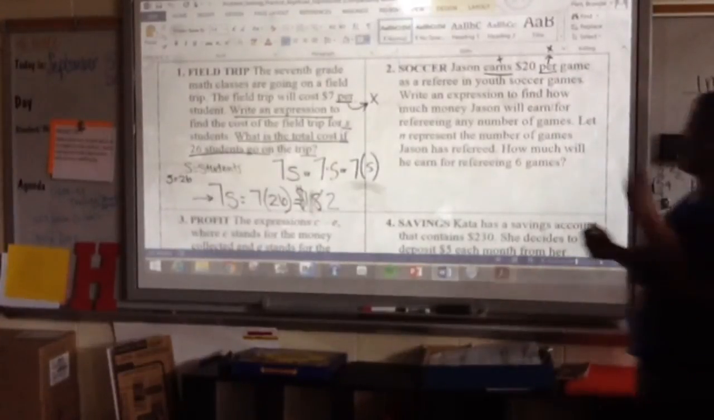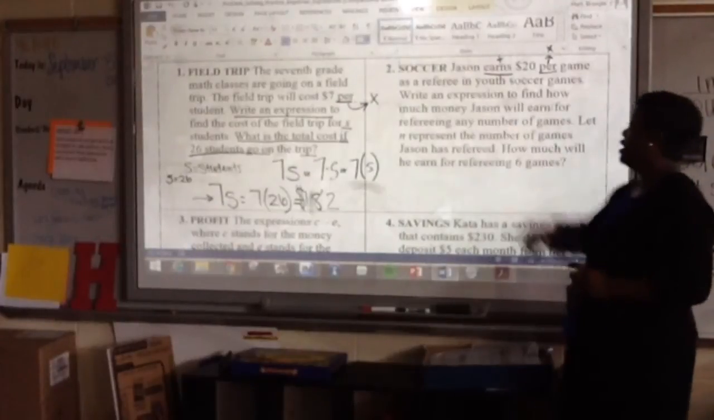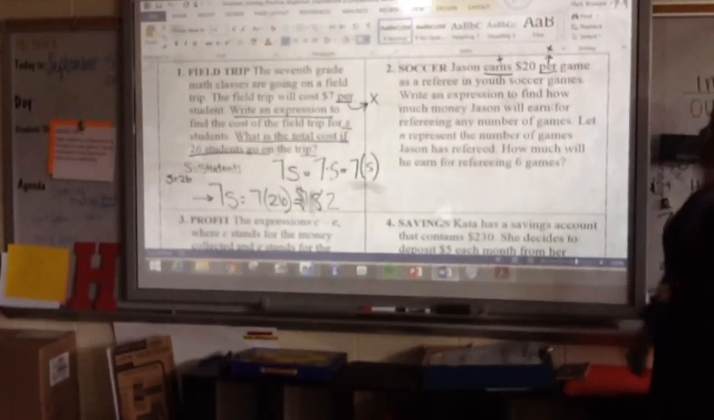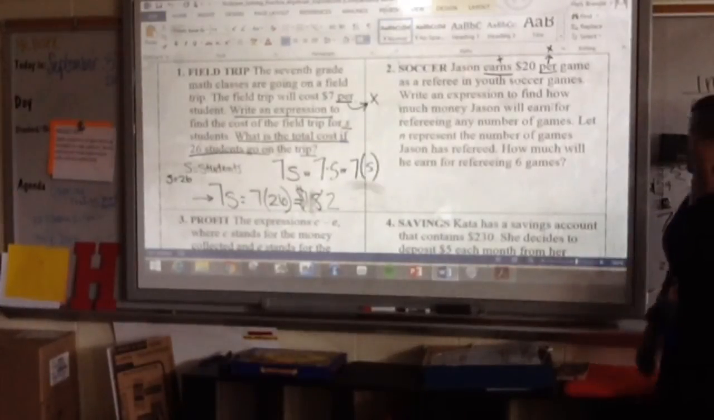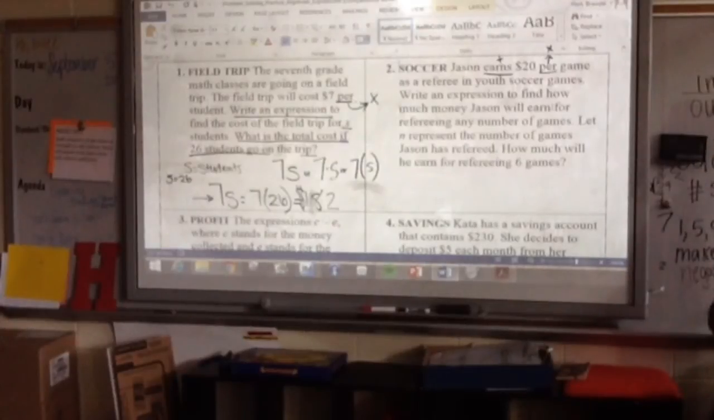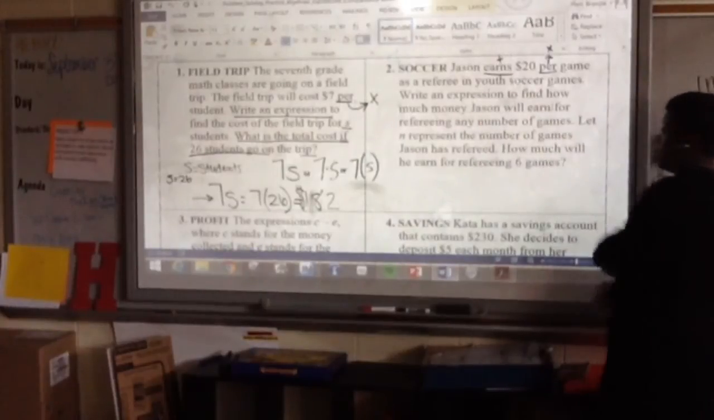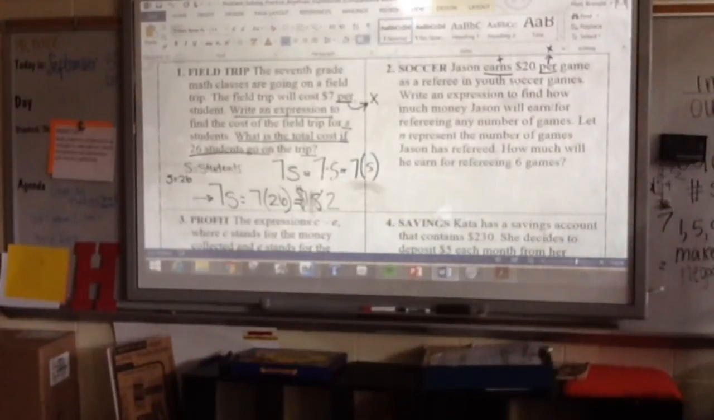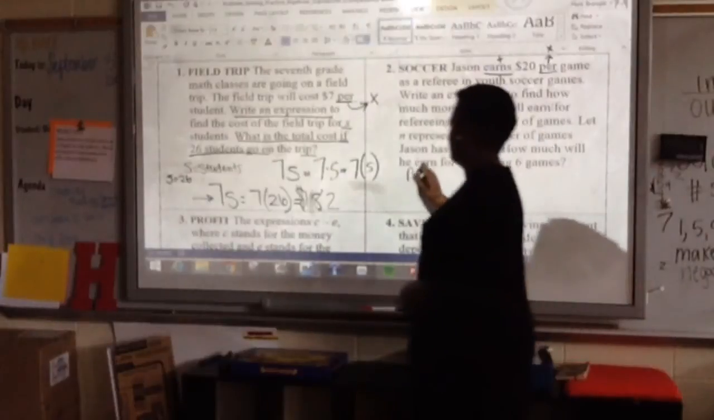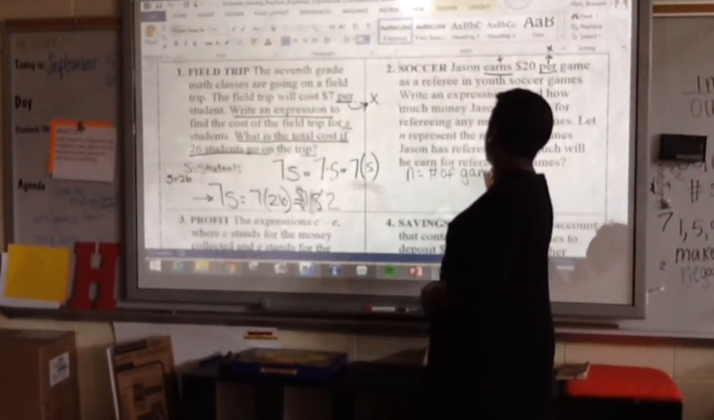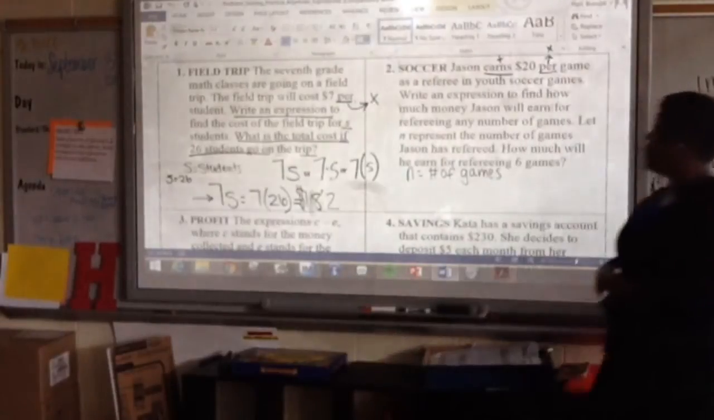Alright? They want us to do 2 things. They want us to write an expression to find out how much money Jason will earn for refereeing any number of games. And then it says let N represent the number of games Jason has refereed. Then they ask us the second question. So let's back up. What variable did they tell us to let the number of games represent? N. Alright? So N is the number of games.